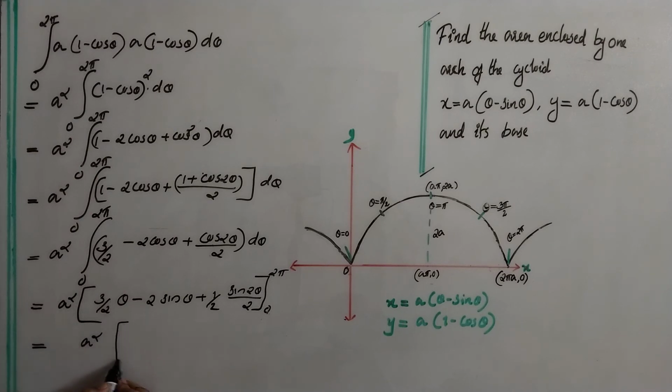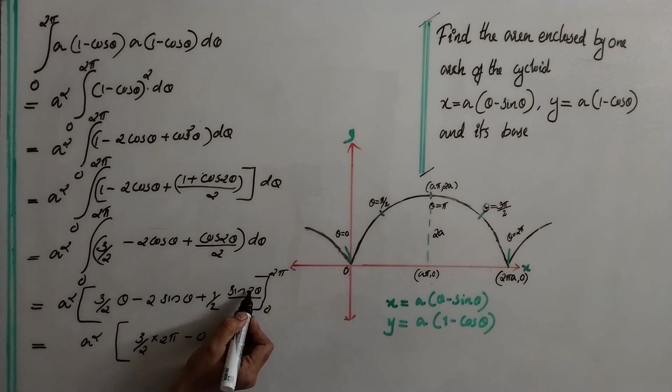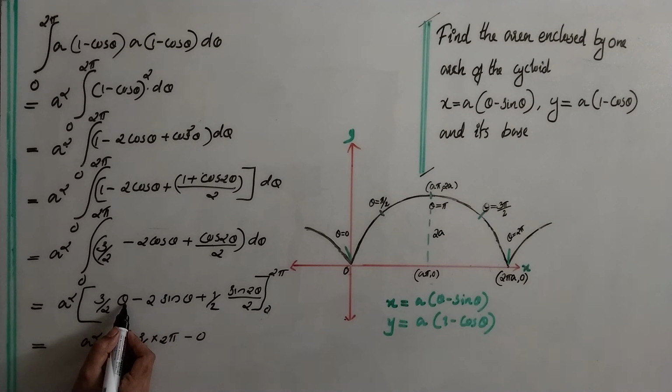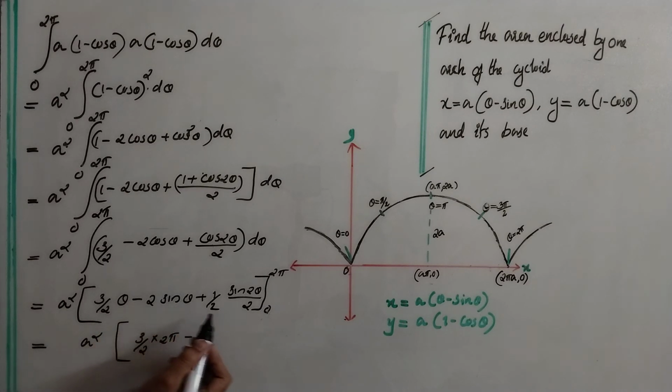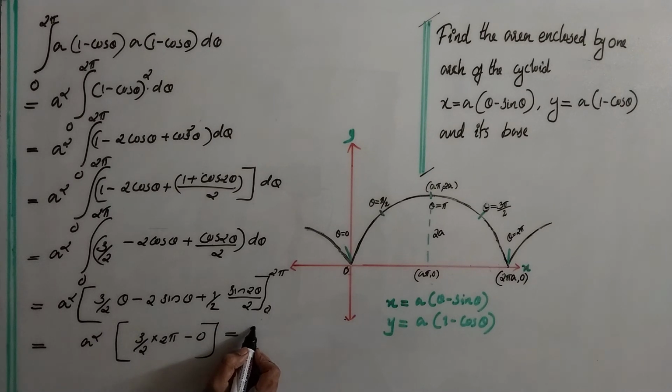If we apply the upper limit, we get 3 by 2 into 2 pi minus sin 2 pi, which is 0. Here also sin 4 pi is also 0. If we apply the lower limit, 3 by 2 into 0 minus sin 0 is 0. So only this term will remain. All other terms become 0. So 2 will cancel. So the final answer is 3 pi a square.